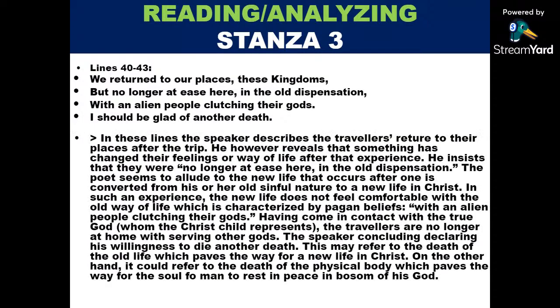Now, in this line, the speaker described the travelers' return to their places after the trip. He, however, reveals that something has changed in their feelings or way of life after that experience. He insists that they were no longer at ease here in the old dispensation. The poet seems to allude to the new life that occurs after one is converted from his or her old sinful nature to a new life in Christ.